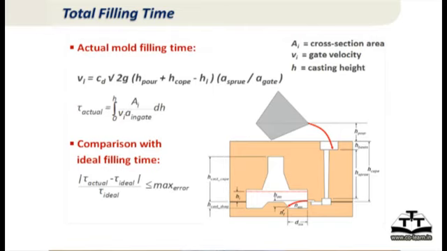The only two parameters you have to worry about: one is, as the metal is filling in the mold cavity, the cross section areas are changing. If it's a rectangular block, it's a very easy calculation, but in a real casting the cross section areas are changing. And number two, as the metal comes into the mold cavity and rises above the gate location, there is a backward pressure from the metal onto the head.